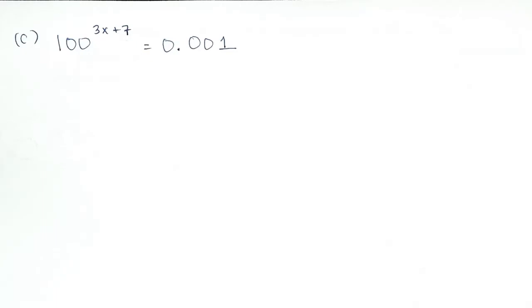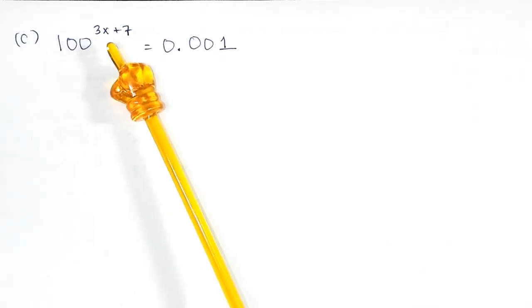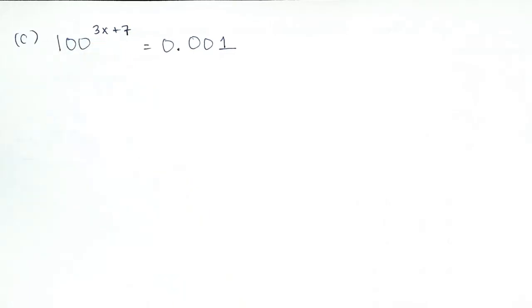So we have 100 raised to the 3x plus 7 is equal to 0.001 or 1,000. Then I'm like, okay, what kind of equation is this? We notice that the variable is once again, surprise, in the exponent area, so we have an exponential equation.